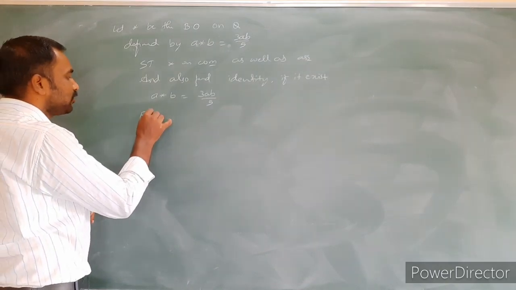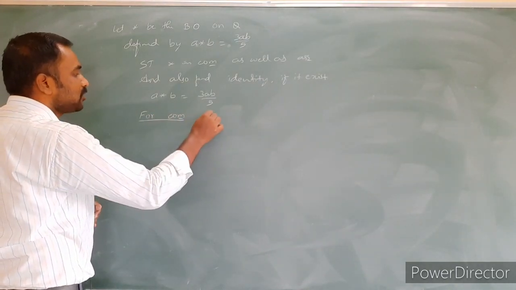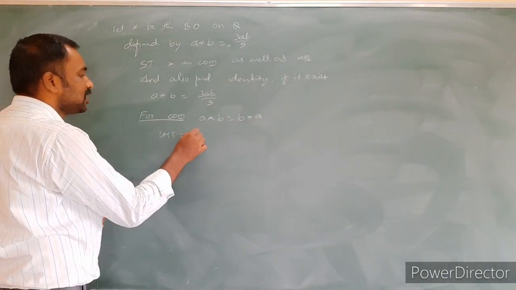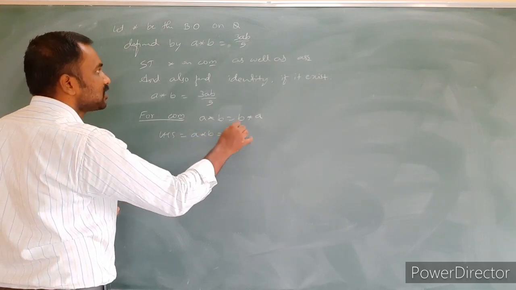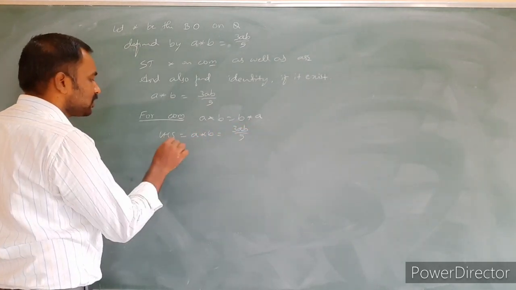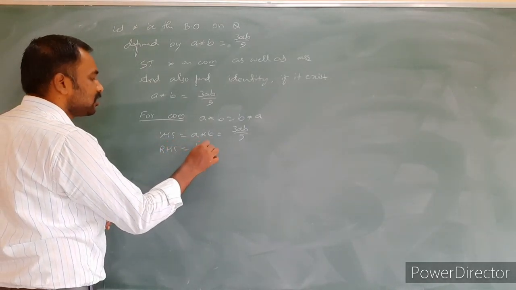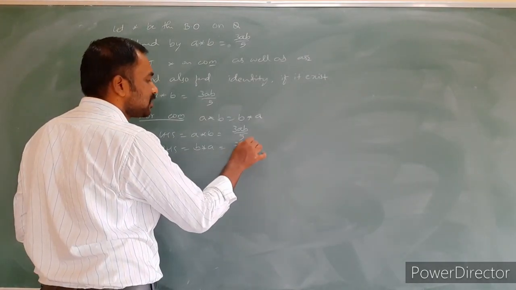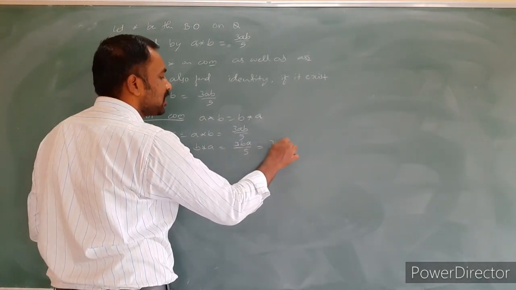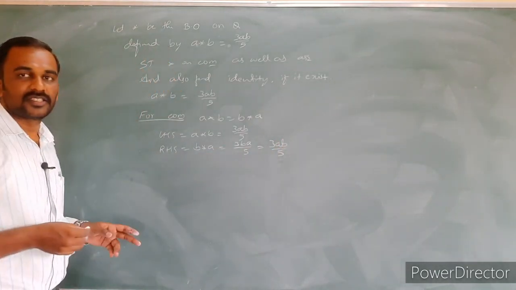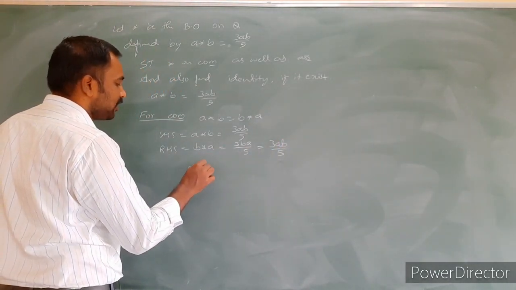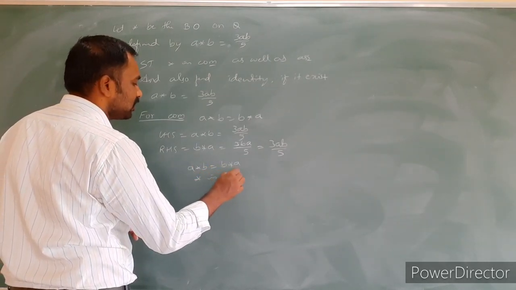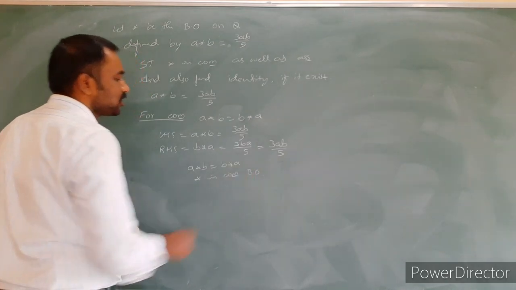For commutative, what is the commutative definition? A star B is equal to B star A. LHS part, what is the LHS part? A star B is nothing but 3AB by pi. Similarly RHS, what is RHS? B star A is nothing but 3, in place of A, B, in place of B, A, by pi. This we can write again as 3AB by pi. LHS is equal to RHS. So we can conclude that A star B is the same as B star A. So star is a commutative binary operation.